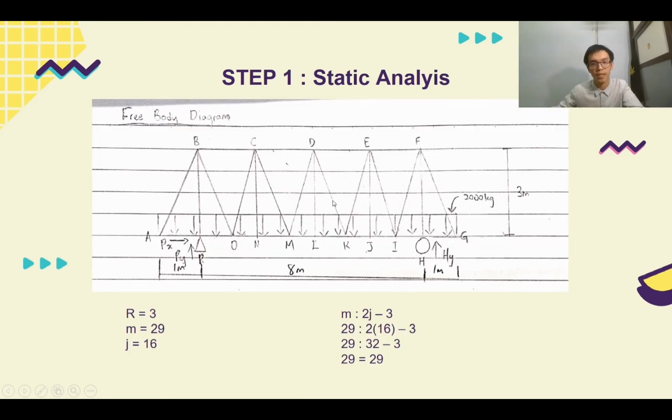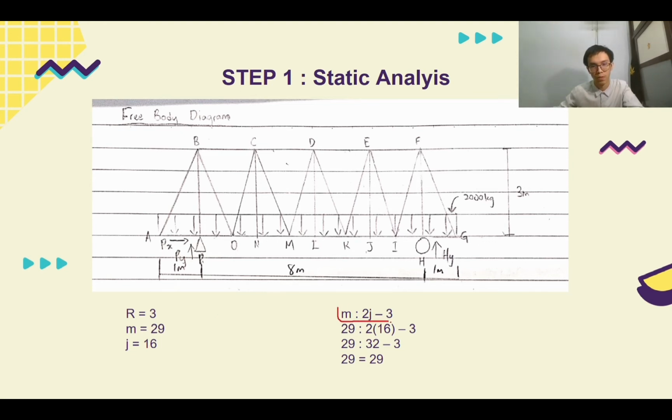First is static analysis. We found that there are 3 reactions, for one pin support and another roller support. So the total is 3 reactions. Assume that the truss is stable. Next, there are 29 members and 16 joints, so we can do the static analysis for the truss.